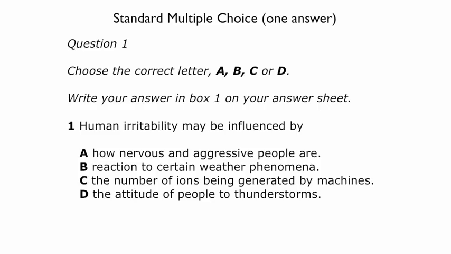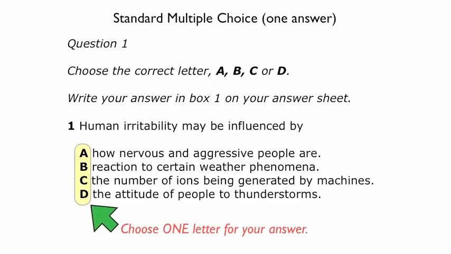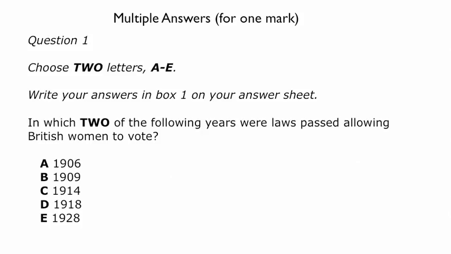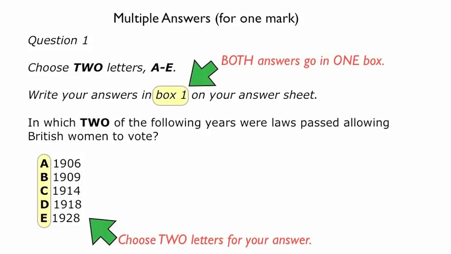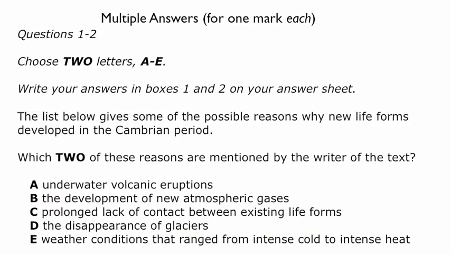This is what a standard multiple choice 1 answer question looks like. This is the first type. You'll see options A, B, C, and D, and you choose 1 letter for your answer. The next type is multiple answers for 1 mark. In this type of question, you'll be asked to select 2 letters from a list of options, and both answers go in 1 box.